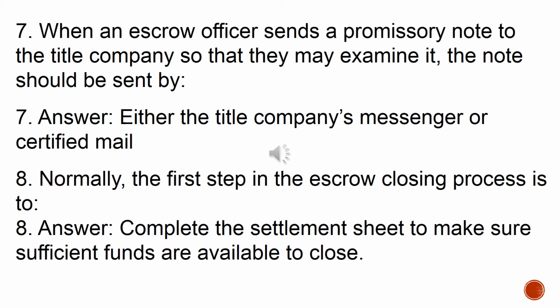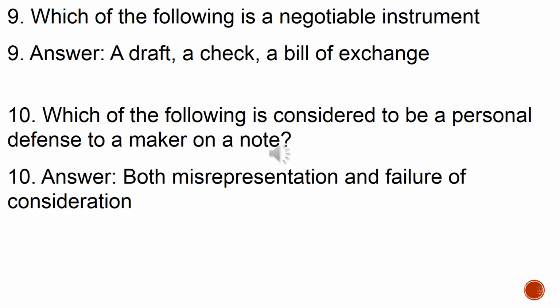Question number 8. Normally, the first step in an escrow closing process is to: answer, complete the settlement sheet to make sure sufficient funds are available to close. Which of the following is a negotiable instrument? Answer: a draft, a check, a bill of exchange. Question number 10. Which of the following is considered to be a personal defense to a maker on a note? Answer: both misrepresentation and failure of consideration.